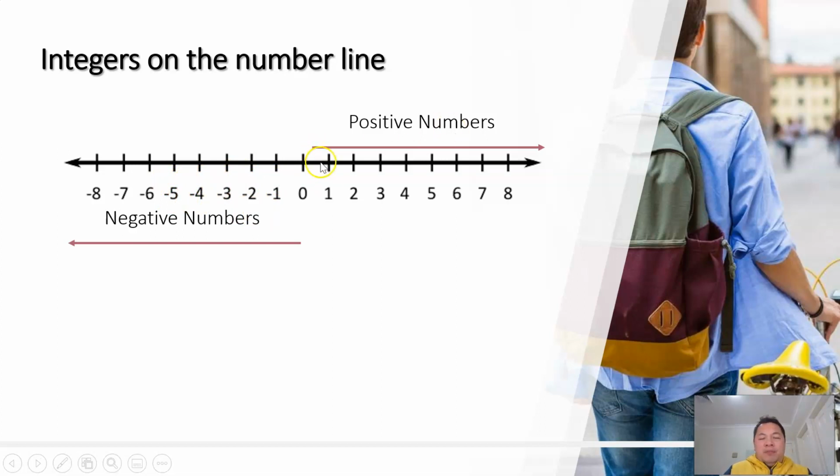This is the basic principle. Wherever you need to add, you always go to the right hand side. You always go in that direction on the number line, you always go to the right. And when you need to minus, you always go towards the left.